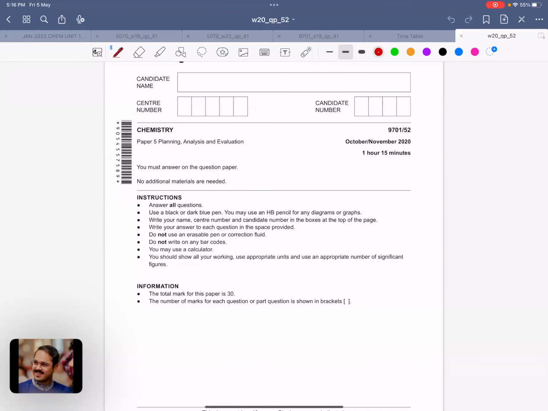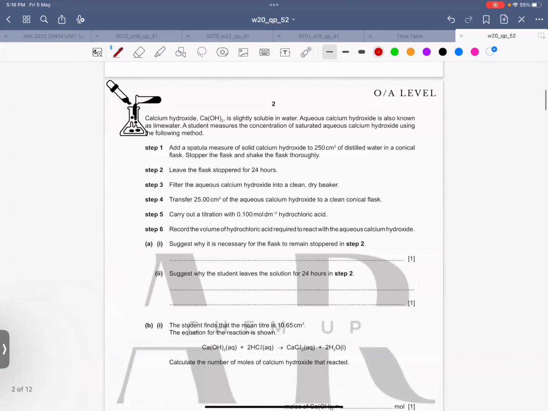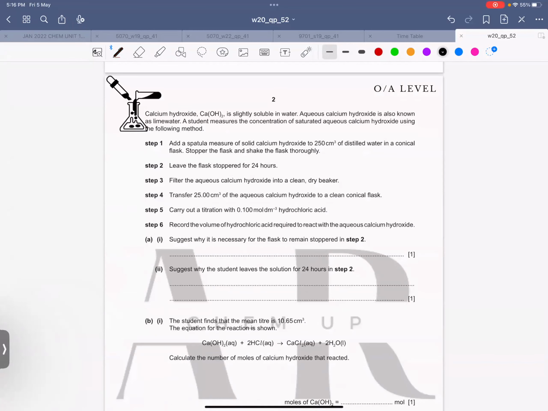Okay, so we are going to start paper 5-2, October November 2022. Let's start with question number 1.